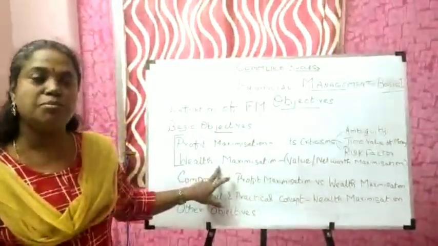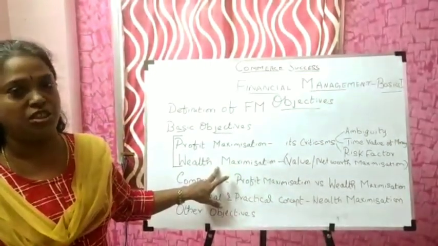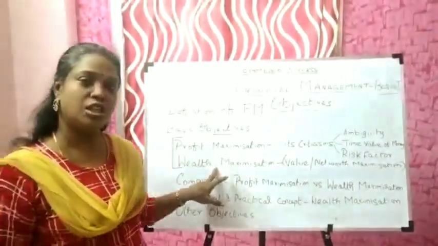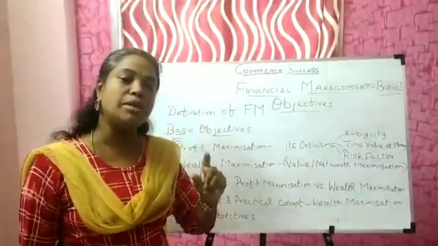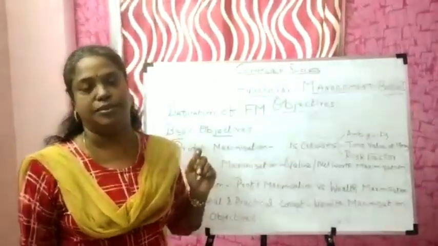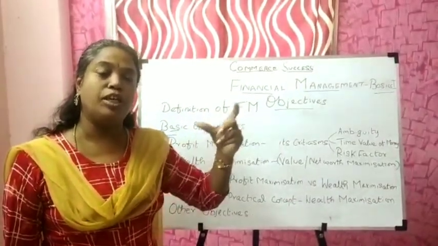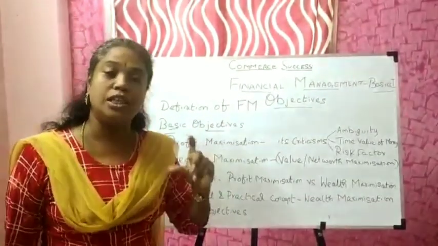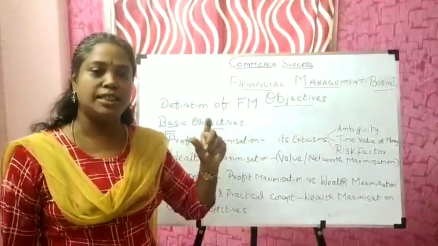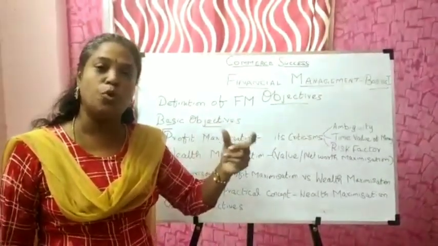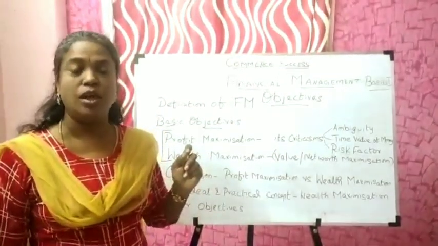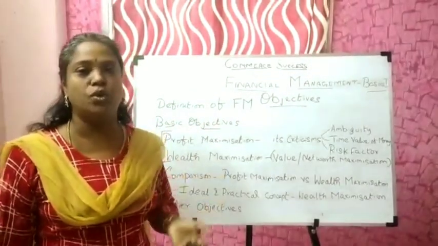So, the next main objective is wealth maximization. Now, what is wealth maximization? It is trying to maximize the shareholders' wealth. It is trying to maximize the market price of the equity shares. Now, what are equity shares? Equity shares are nothing but personal ownership holdings in a business. So, you are trying to increase the shareholders' wealth.